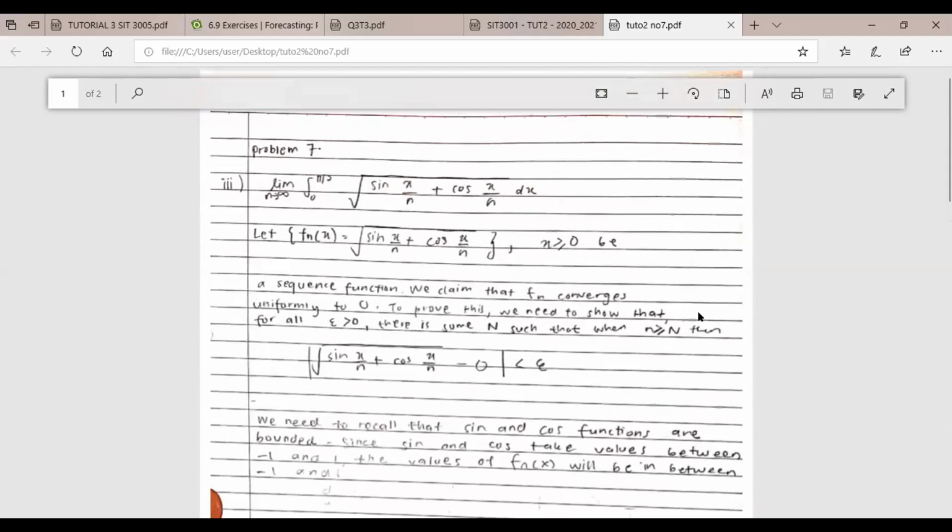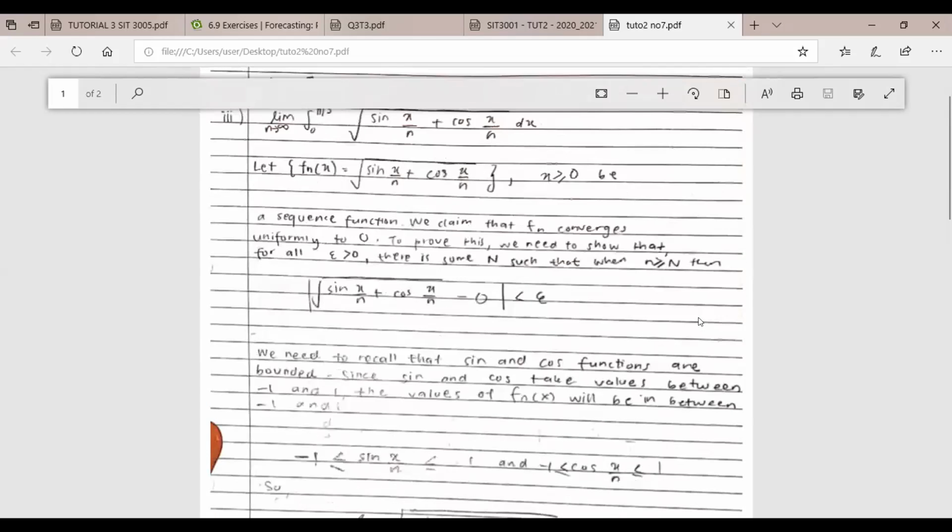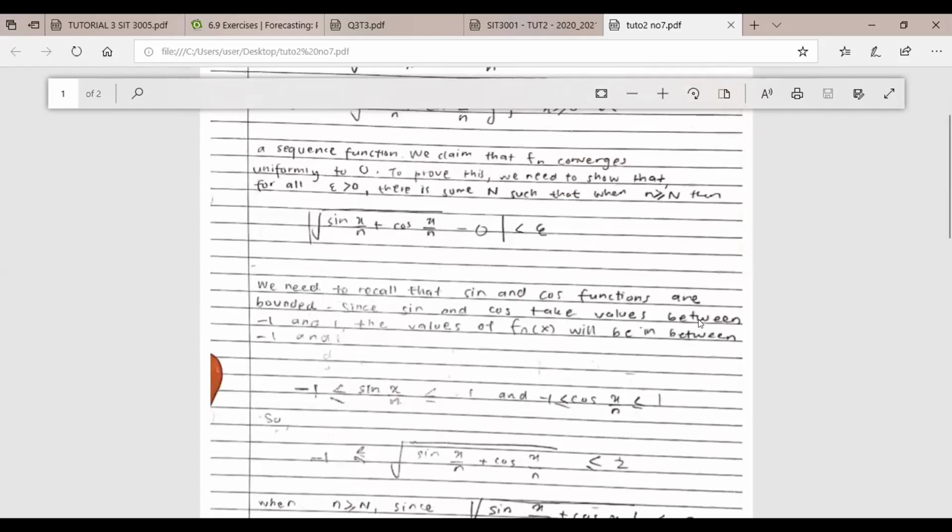Okay, I just want to check a few steps. Move a bit down. You do the bound, right?